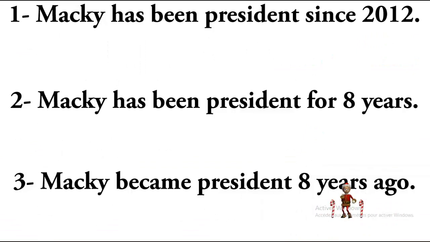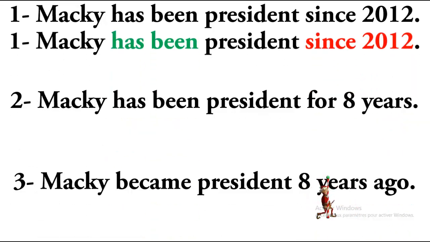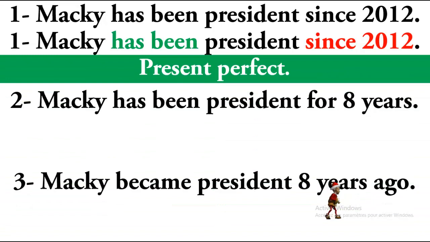Many teachers associate since and for with the present perfect or perfect tenses if you want, but we are in Troisième. Let us make it a little bit easy. And they also associate ago with the preterite. So number 1, we have used has been, meaning the present perfect. Remember, it can be present perfect, it can be past perfect, it can be future perfect, either simple or continuous. So here, the present perfect is associated with since.